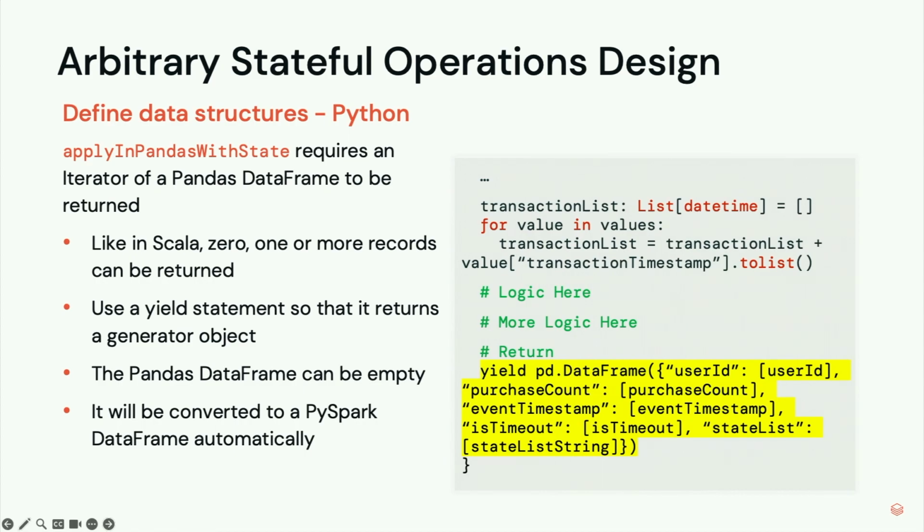In order to return that iterator of pandas data frame, I'm using a yield statement here. That yield is going to return a generator object. It's going to be converted to a PySpark data frame automatically, so when you use the value that's passed out of applying pandas with state, it's already a PySpark data frame. You'll see the fields are the same fields that I used in Scala, except I added an additional one, because for my example, I wanted to also see what transaction timestamps I had in state. So I actually also have code that pulls those transaction timestamps out and just sticks them in a string, and I used it as part of my return type, so I could validate my math.